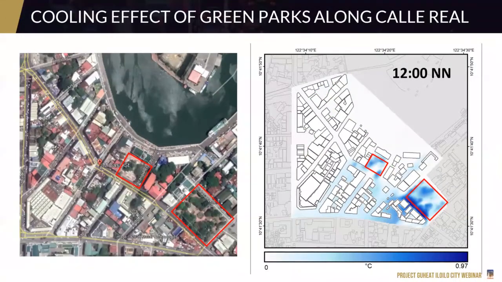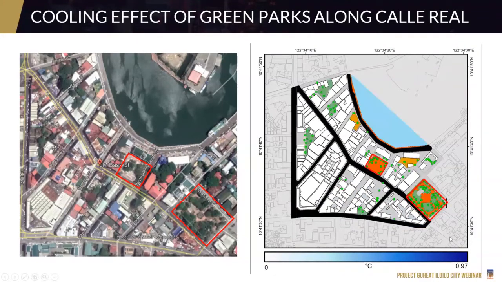So para mapakita namin yung cooling effect ng green parks along CALLE Real, we did an air temperature simulation. So as you can see on the right, ito yung results ng cooling effect simulation sa CALLE Real. Yung darker blue na areas, yun yung areas na may stronger cooling effect. So as you can see, nag-increase yung cooling effect from 10 a.m. to 12 noon. Then nagdi-decrease siya until 9 p.m.